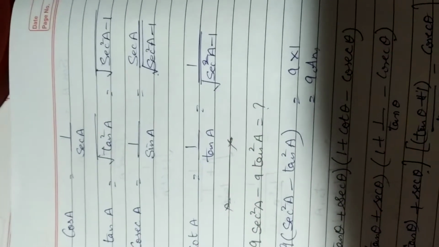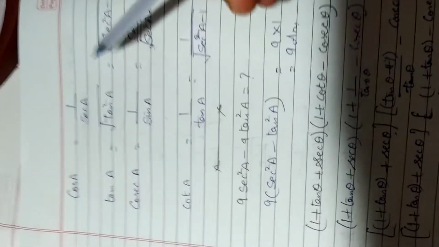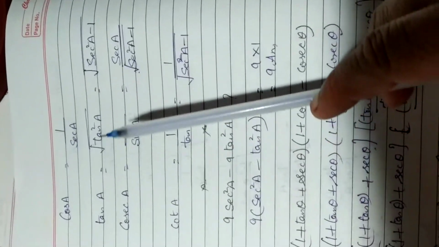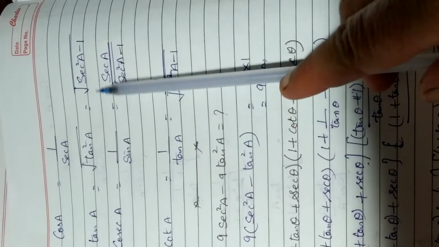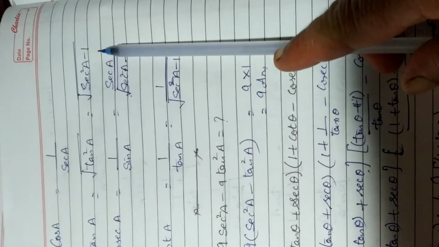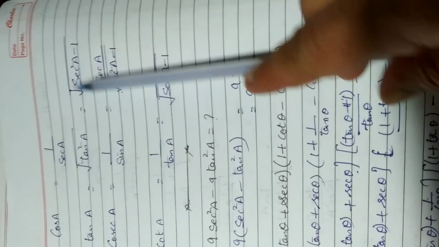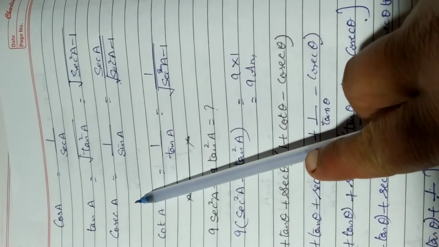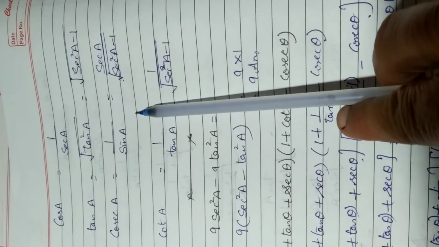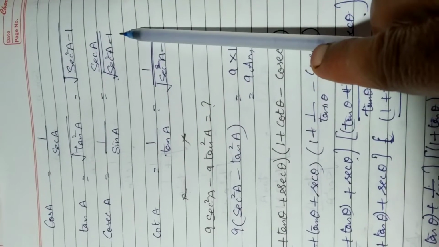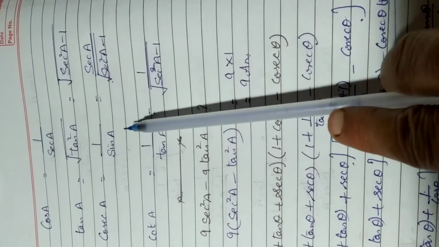Now we know that cos A is equal to 1 upon secant A. Tan A can be written as square root of tan square A. Then it can be written in terms of secant A by putting the identity. Tan square A is equal to secant square A minus 1, under the square root. Cosecant A is 1 upon sin A. Then it is secant A upon square root of secant square A minus 1.